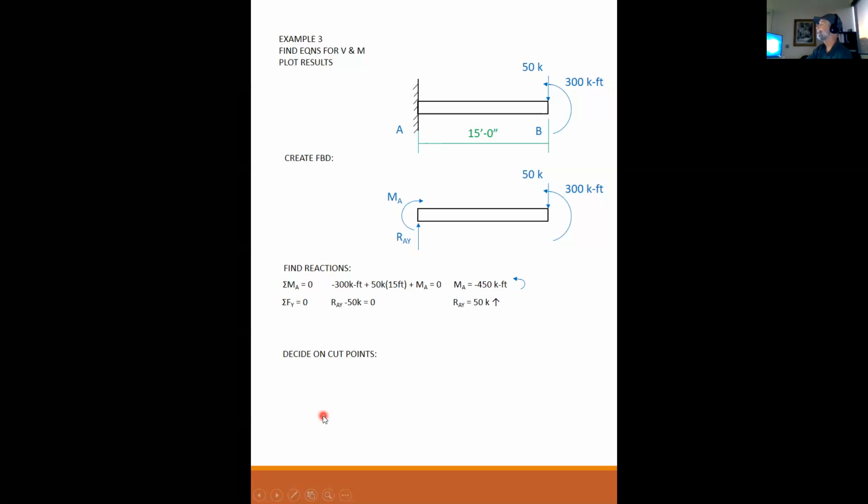Now we need to decide on our cut points. Here's my illustration showing all of my applied loading and showing all of my reactions.